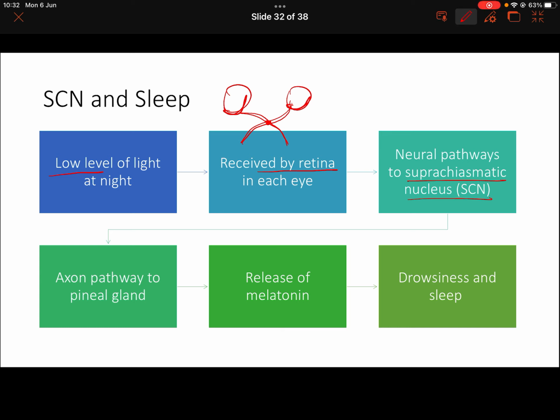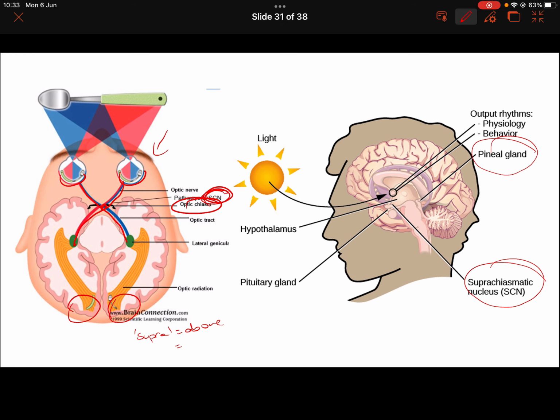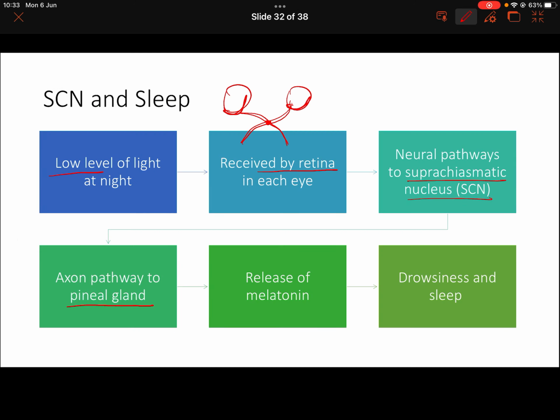So there are neural pathways that connect the suprachiasmatic nucleus to the pineal gland. If we go back to this diagram, we can see that the suprachiasmatic nucleus located here is connected to the pineal gland here. So there are neural pathways that connect the two, which means that our pineal gland now receives information about levels of light. When there are low levels of light, the pineal gland is instructed then to release melatonin. Melatonin, you will know if you've ever taken it to help you sleep, causes drowsiness and helps to induce sleep. So this is how the SCN helps to regulate the sleep-wake cycle.